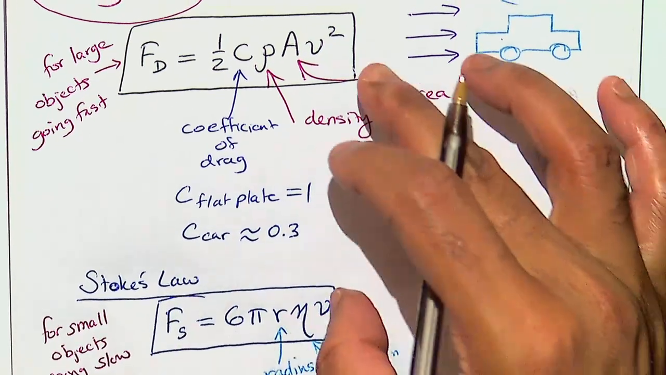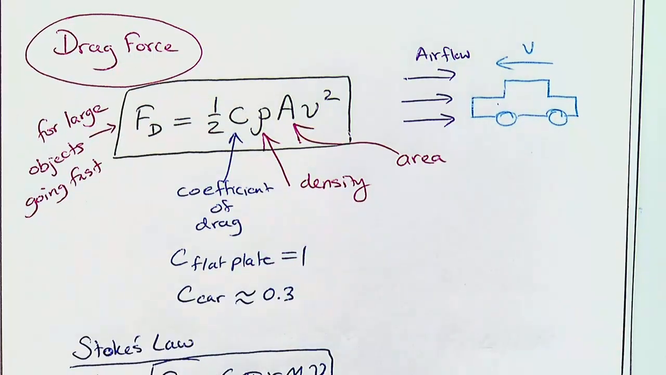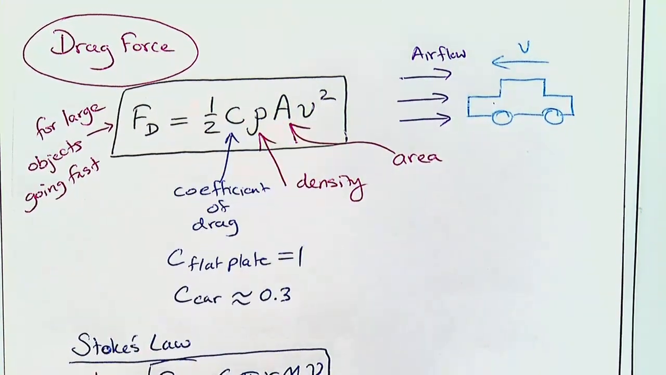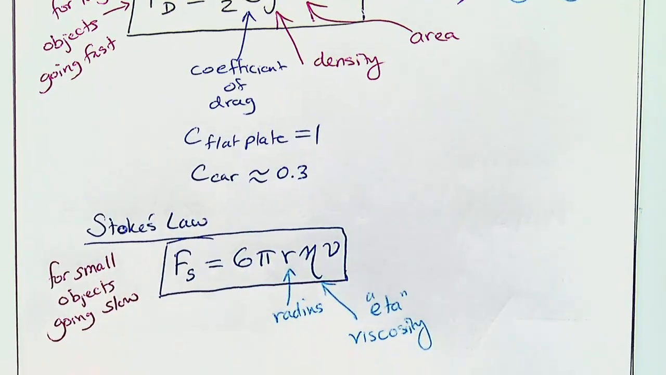So why do we have two? Well, each works better for its own scenarios. For cars and airplanes, this works better. It represents drag better. But when you're dealing with small objects, this works better. So it's a little messy. You don't have one equation that explains everything. You have two usually that you deal with, depending on the scenario.